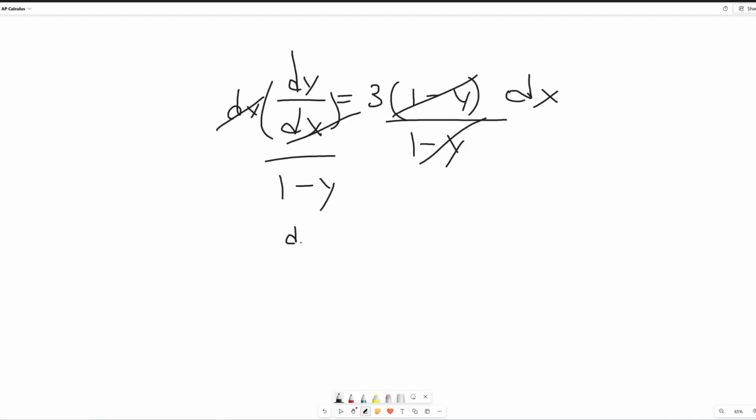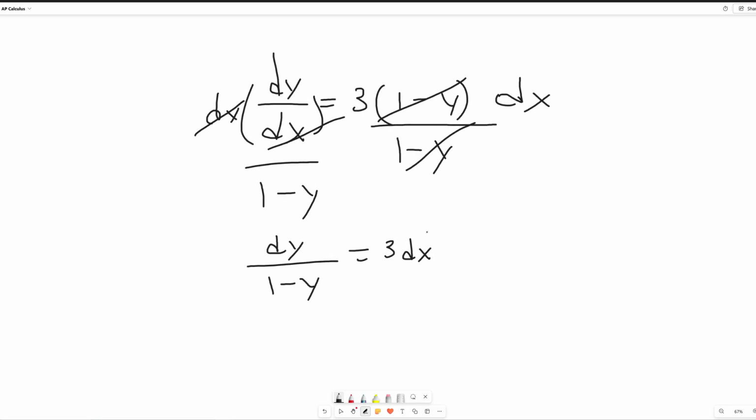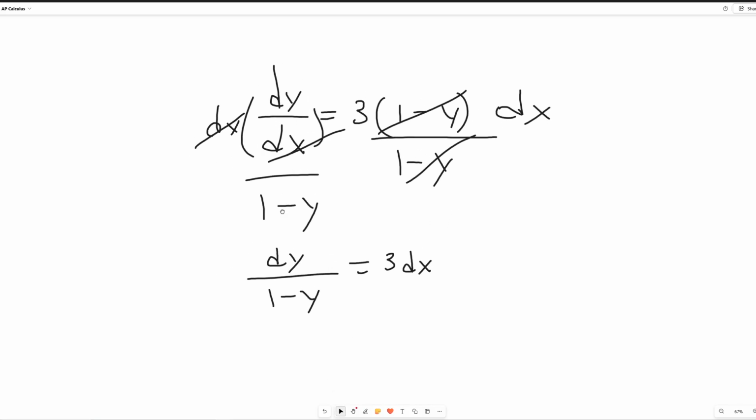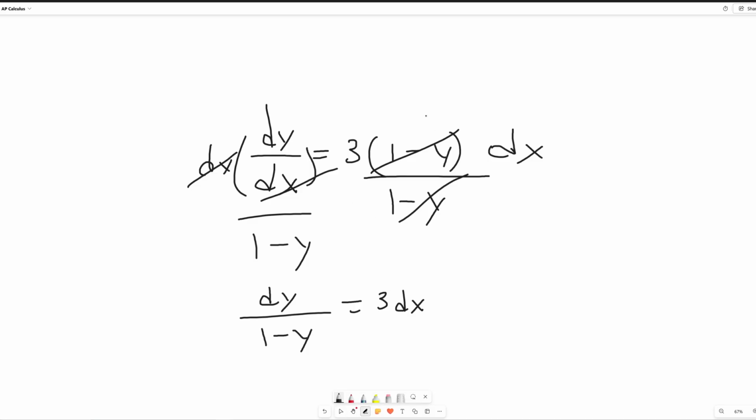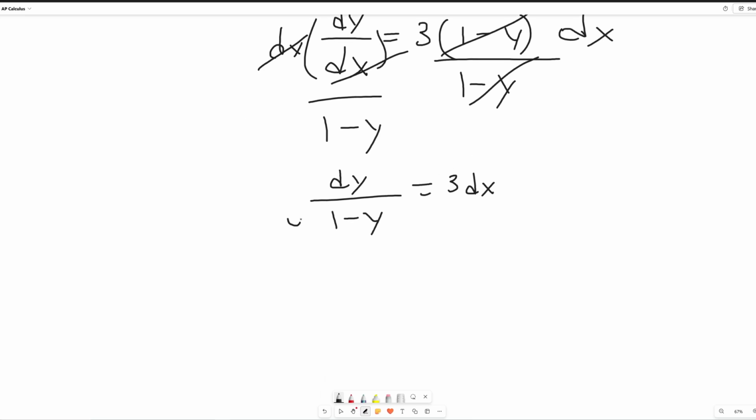So what you end up getting is dy over 1 minus y equals 3 times dx. So let me repeat. You move all of your y terms, your 1 minus y, you divide them over, and then you multiply your dx over, so you have dy and dx separate. So all of your y terms are on this side, all of your quote-unquote x terms and constants are on the x side. So now you can integrate this.